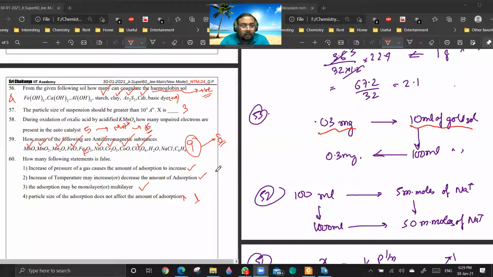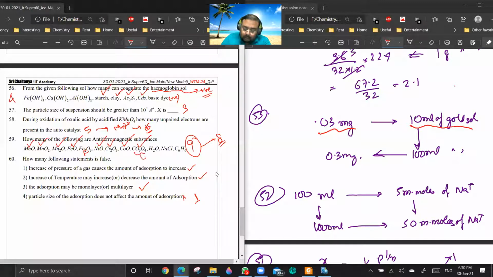So now in 59, there should be a key change. Fe2O3 is not antiferromagnetic. Are you getting a point? Yes or no? This is basically cobalt tetroxide, Co3O4. Okay. The answer should be 8 actually, not 9. Is it clear? Yes, sir.